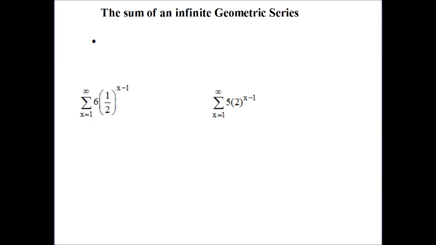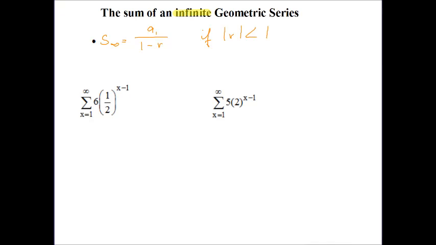And in a geometric series, we can also find the sum of an infinite geometric series, but only under certain conditions. The formula for the sum of an infinite geometric series is S sub infinity is equal to a sub 1 over 1 minus r. But this works if and only if the absolute value of r is less than 1.